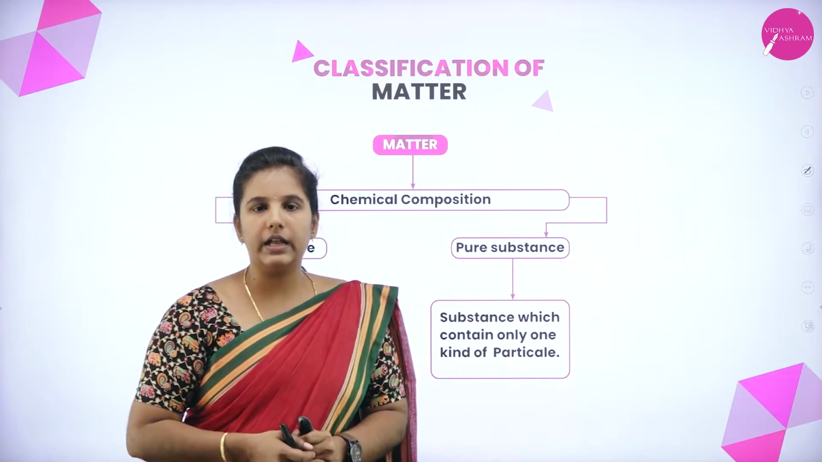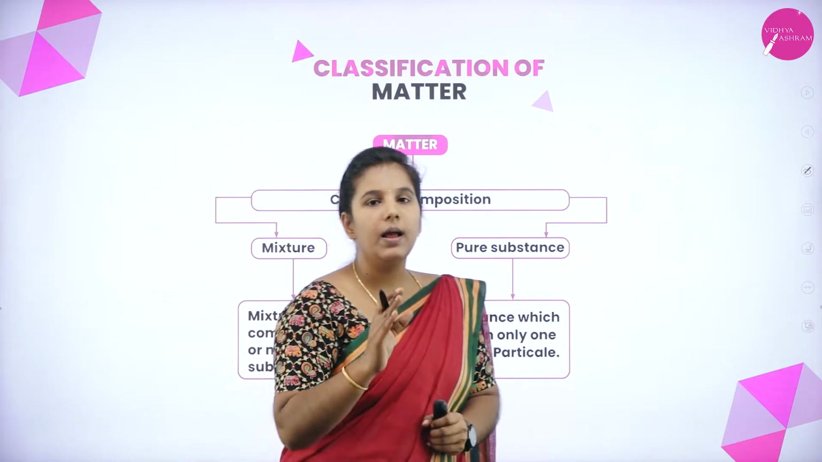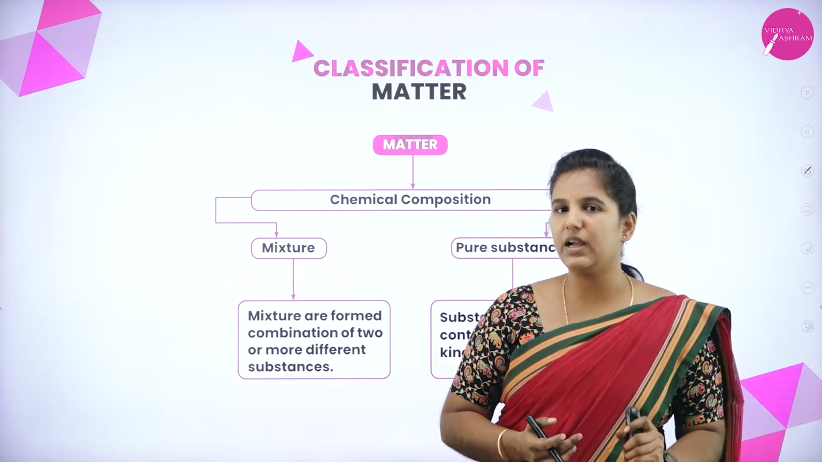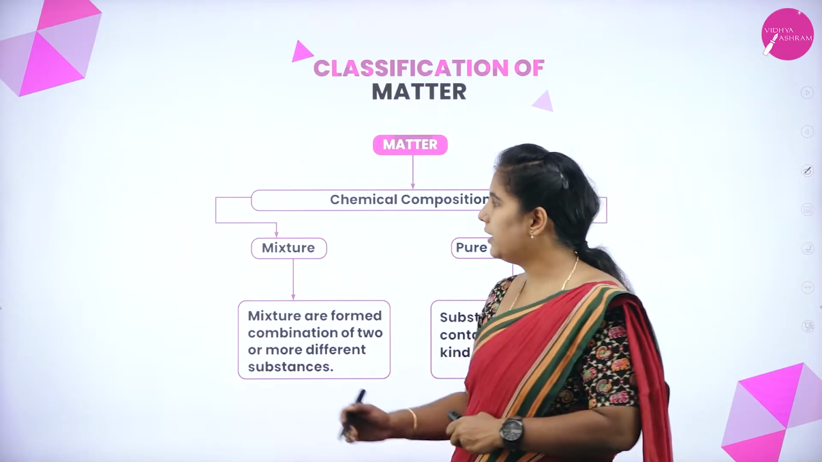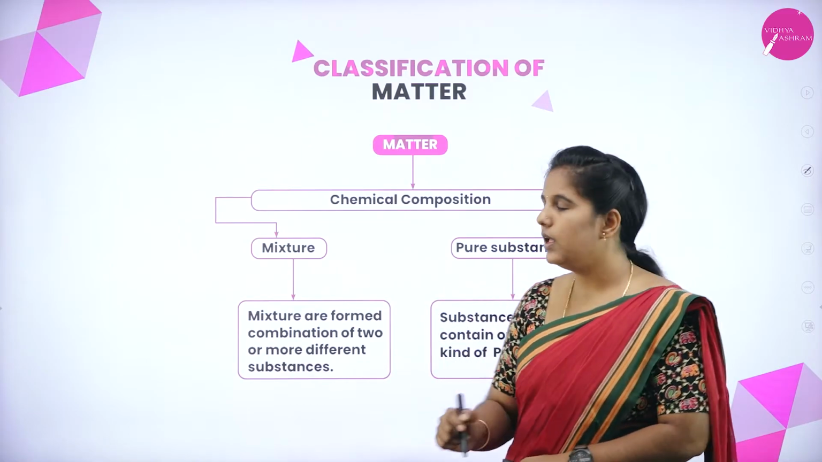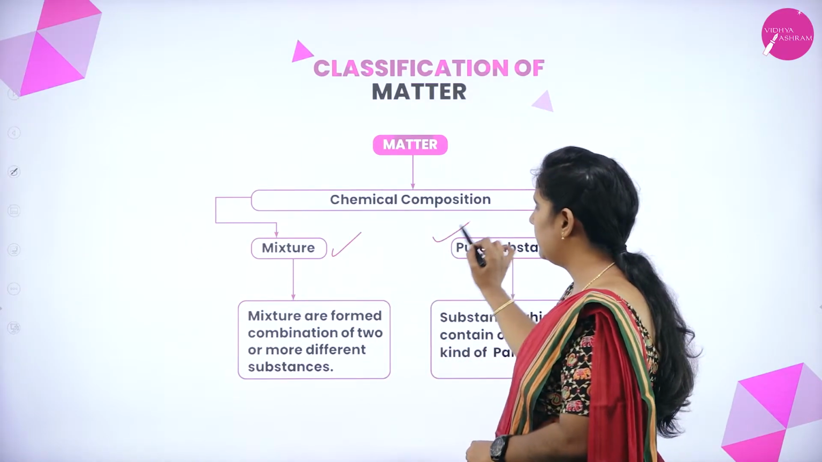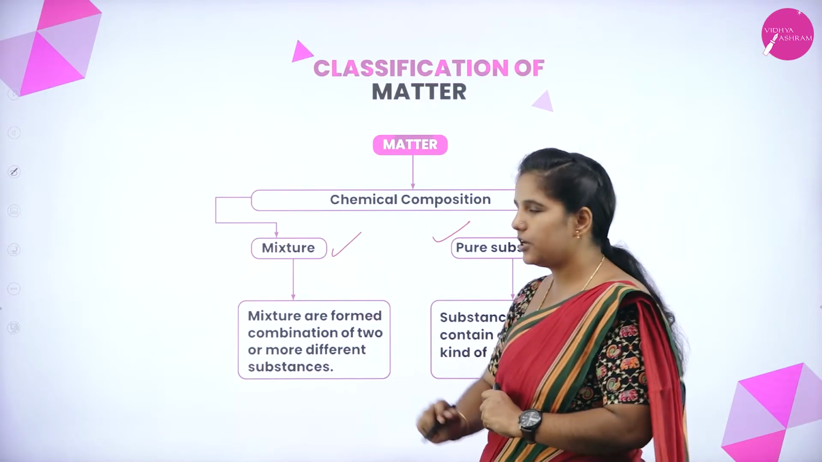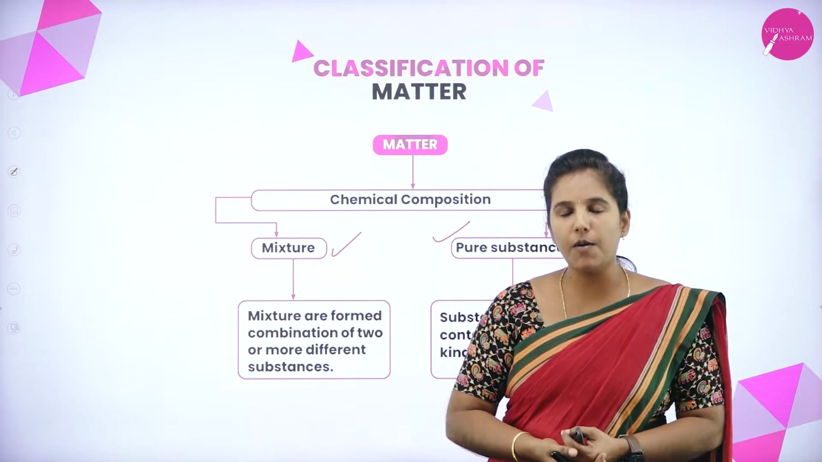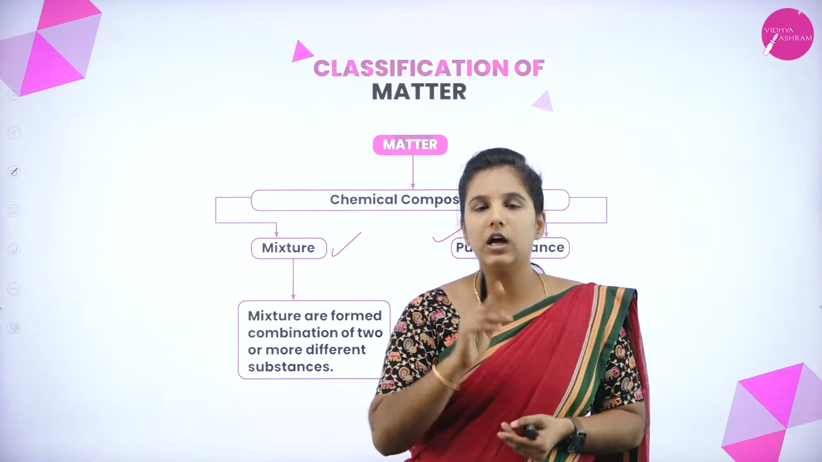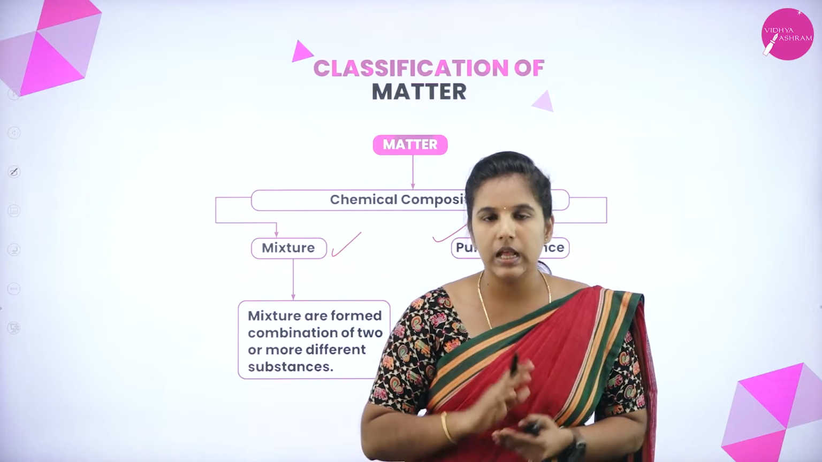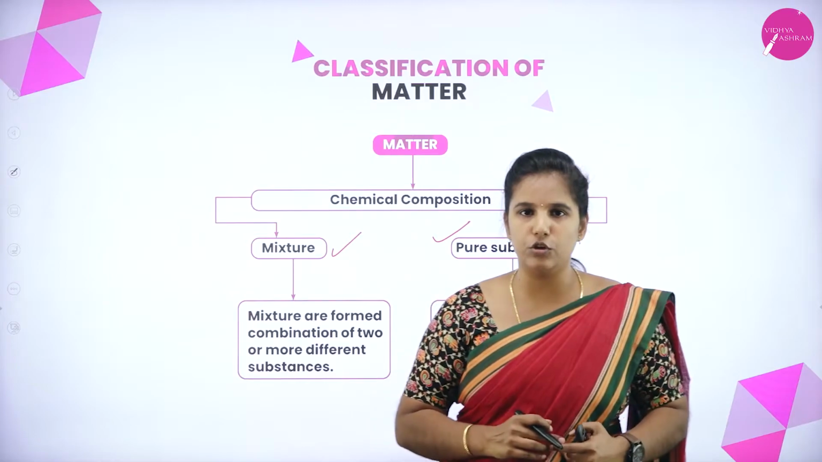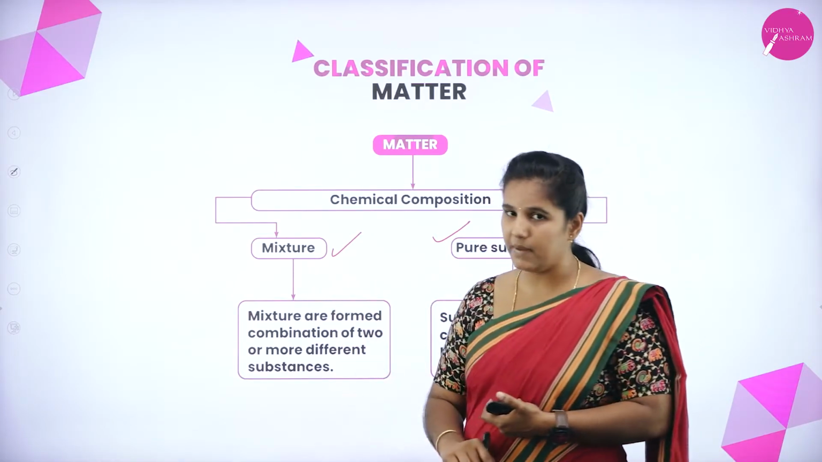Now, we'll see how we classify the matter based upon the chemical composition. Based upon the chemical composition, we can classify the matter into two types. First one is a mixture and second one is a pure substance. Mixtures are usually formed by the combination of two different substances. If two different substances are combined in any proportions, then it will form a mixture.